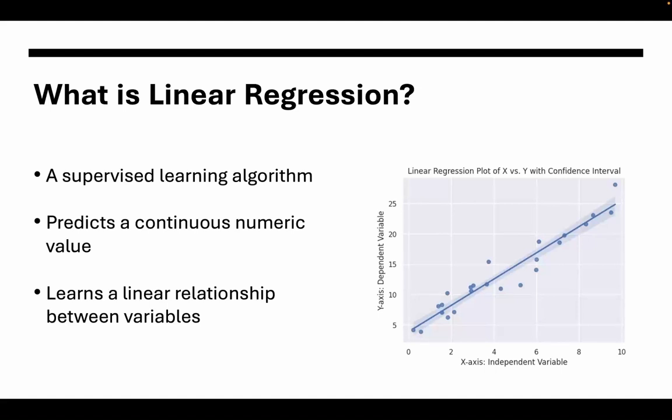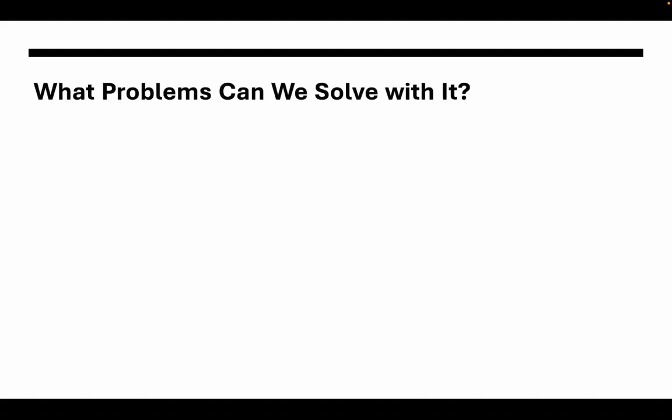It can predict things like house prices based on surface area, patient blood pressure from medical measurements, or sales volume from advertising budgets. Any situation where the target variable is continuous and has a roughly linear relationship with its predictors is a good use case.